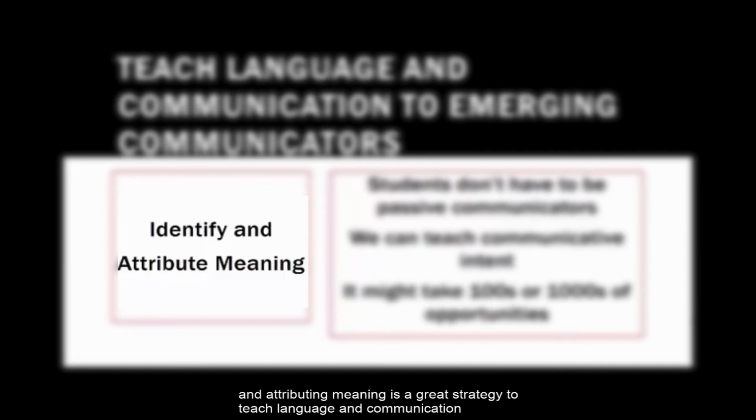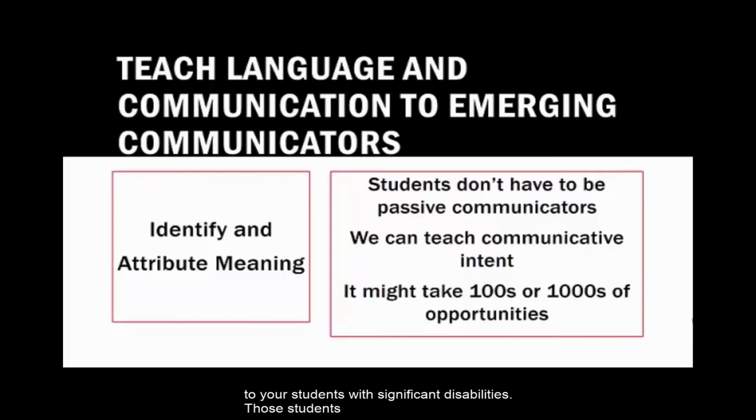Identifying and attributing meaning is a great strategy to teach language and communication to your students with significant disabilities, those students without communicative intent who are not yet realizing they are supposed to be communicating and interacting with others. You don't want your students to be passive communicators, waiting for someone to come over to them to get their needs met. Teach your students that they can affect their environment and make things happen.